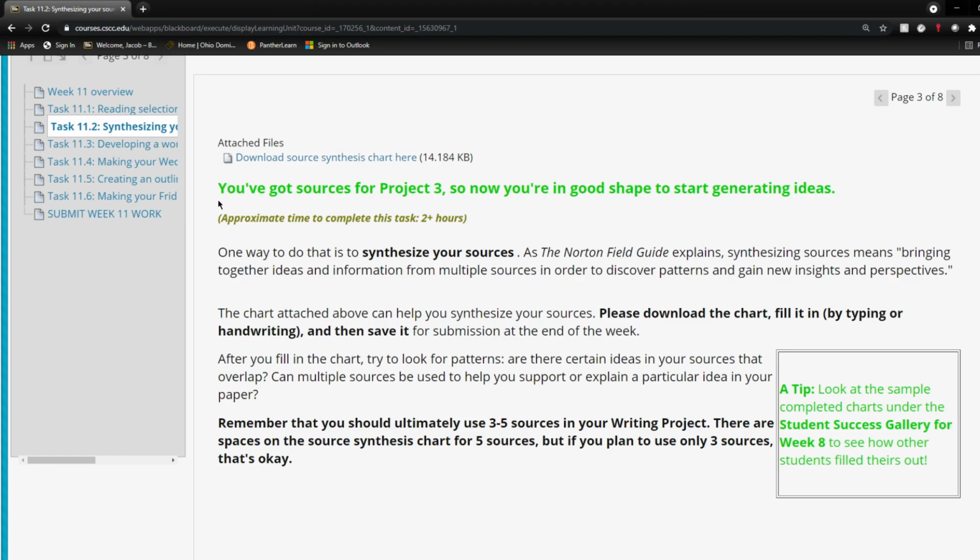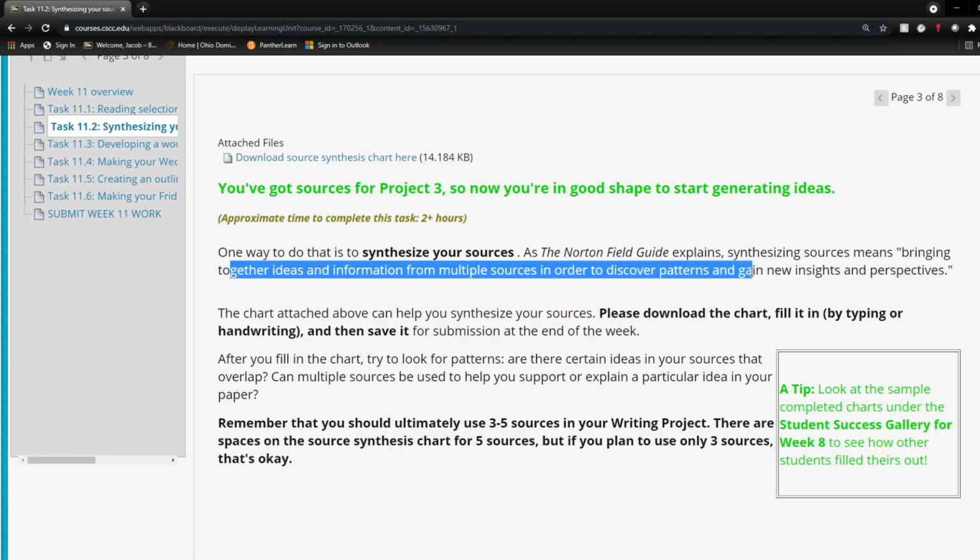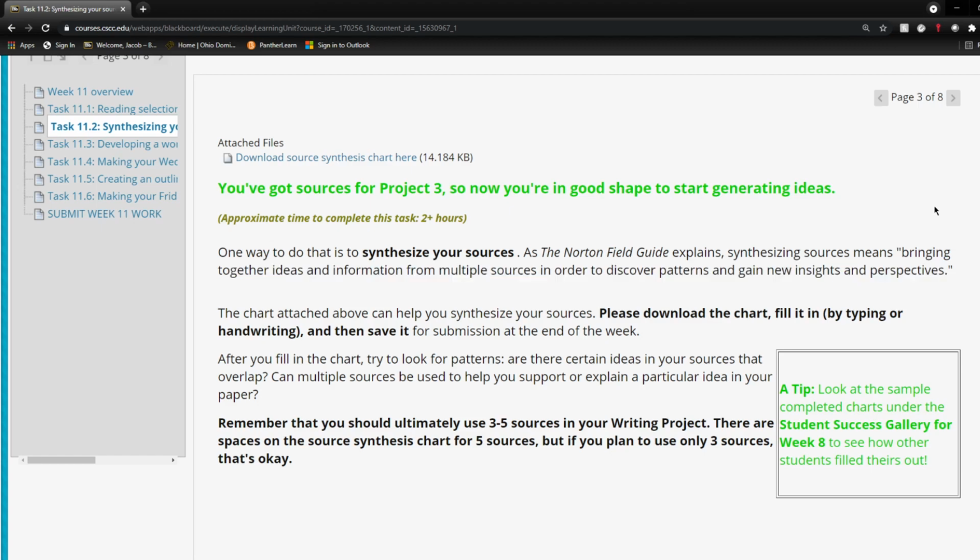Now that you hopefully have your sources for writing project 3, you're going to begin generating some ideas. And one way to do this is to synthesize your sources. As the Norton Field Guide explains, synthesizing sources means bringing together ideas and information from multiple sources in order to discover patterns and gain new insights and perspectives. So synthesizing is kind of taking ideas from a bunch of different places and putting those together to see what new conclusions you can come to.